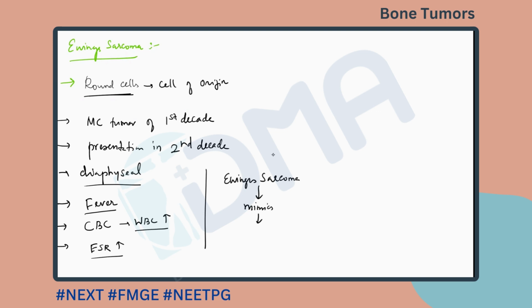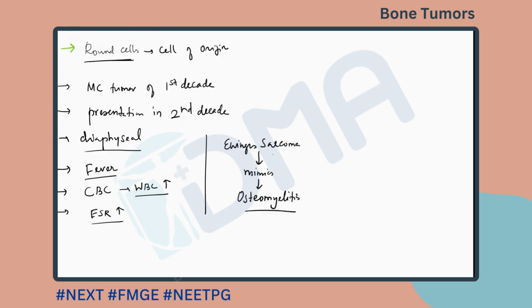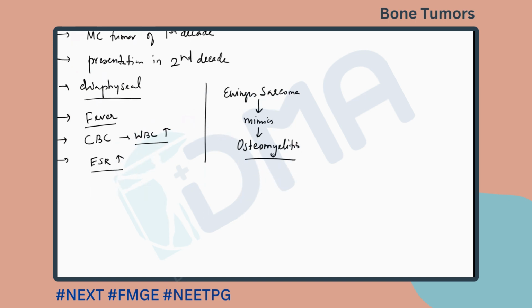Very, very important. You will be misguided that the patient has osteomyelitis, but you would have a very severe condition. So Ewing sarcoma will appear like osteomyelitis, but you have to be very careful in diagnosing Ewing sarcoma. Okay, clear? It affects the diaphyseal region, and the patient will present with fever, increased WBC count and increased ESR. You might think the patient is suffering from osteomyelitis, but he might land up having Ewing sarcoma. So this is very, very important.